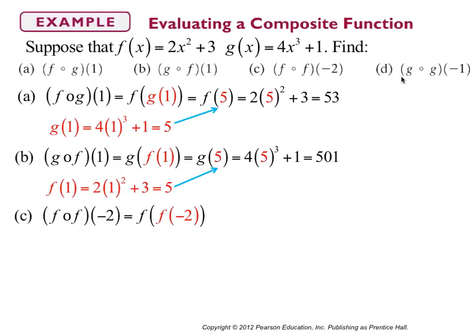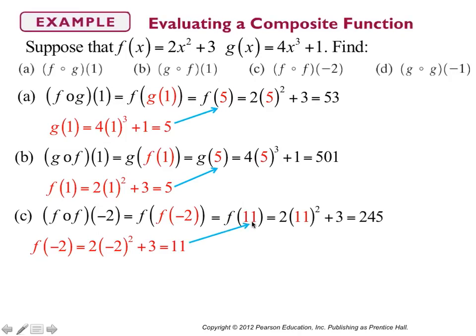So I'm going to put some of the steps up here. So f of negative 2 should be 11 when you plug it in. So what you're going to find next is f of 11. So double check, make sure that you're able to get the 245 here.